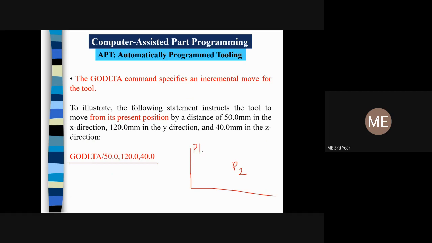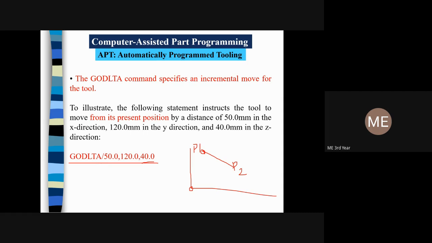From P1 to P2, you want to mention a command, GODLTA, and you have mentioned 50, 120 and 40. That means it will be calculated from the P1 point. The movement of the x coordinate will be 50, y coordinate will be 120 and z coordinate will be 40, not from the origin point but from the initial point, that is P1 or the previous point. So this is the basic difference between GOTO and GODLTA.